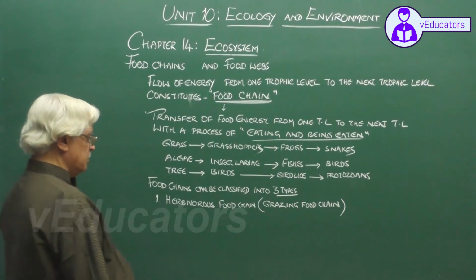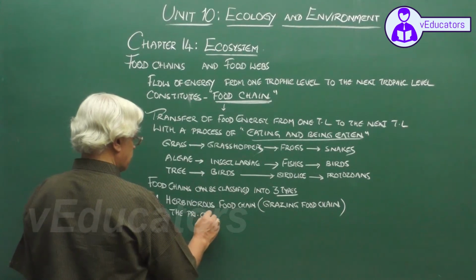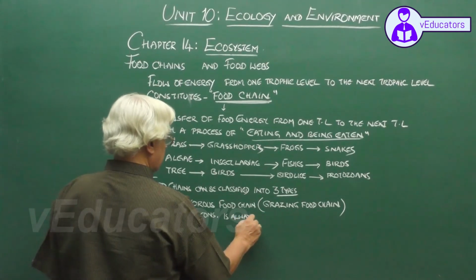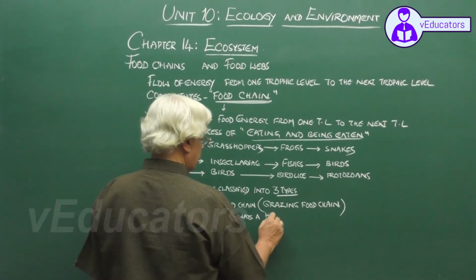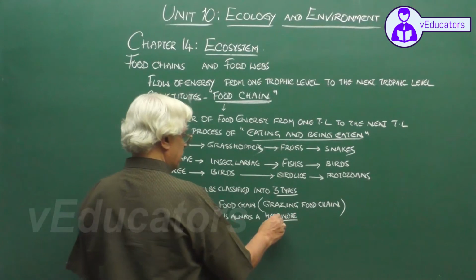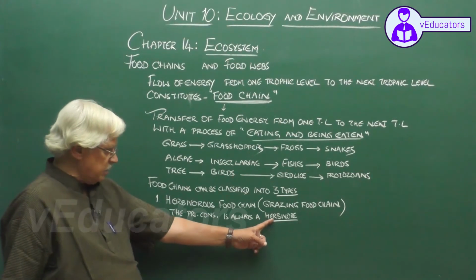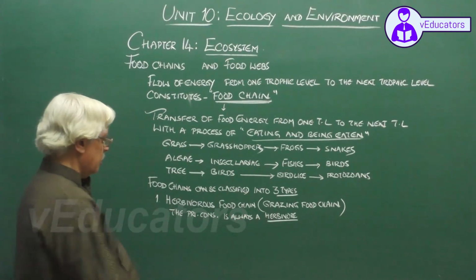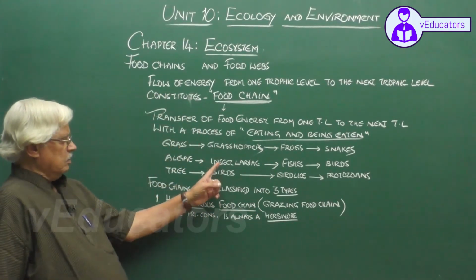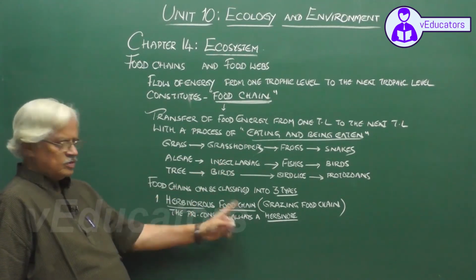A herbivorous food chain is one where the primary consumer will be always a herbivorous animal. Wherever the primary consumer is a herbivorous animal, the food chain is called herbivorous food chain. For example, the first two examples of food chains here, both of them are herbivorous food chains.